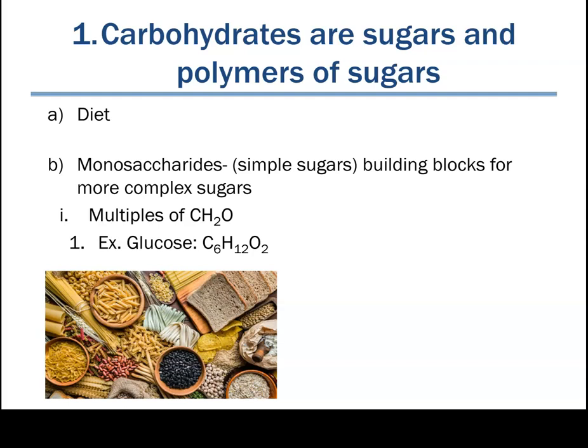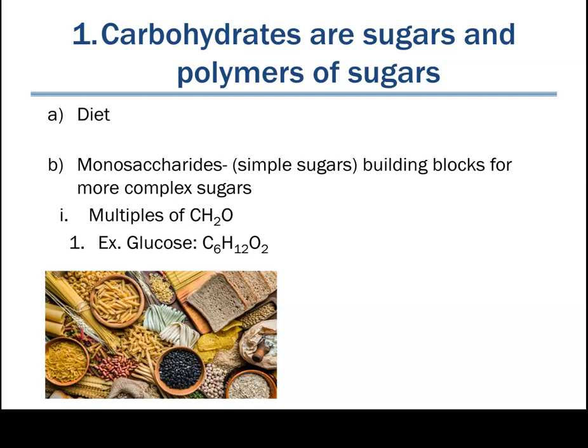Carbohydrates are sugars or polymers of sugars. You probably all know about eating carbs. Carbs are always the best one. They're delicious: bread and pasta and sugar and sweeteners. Carbohydrates make up a huge part of our diet, good or bad.